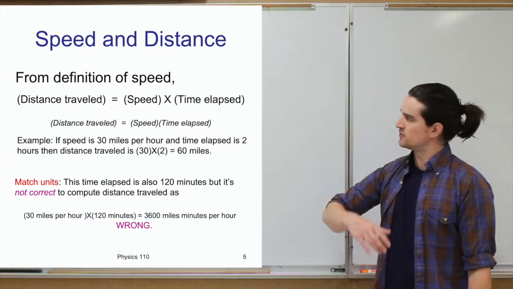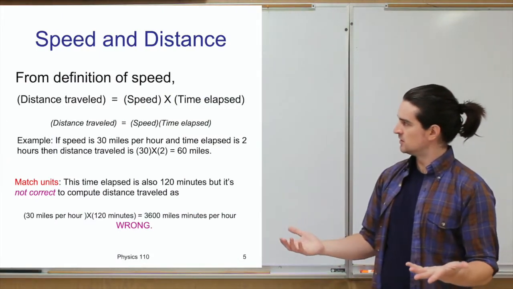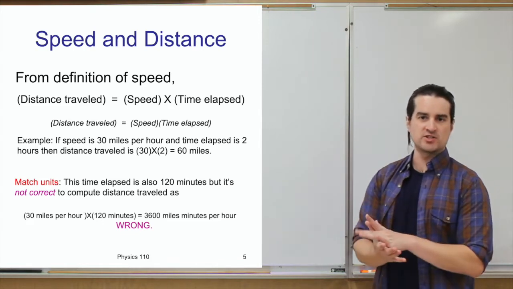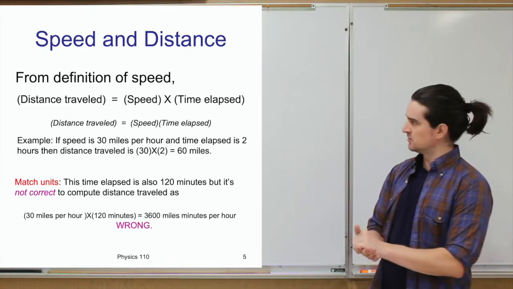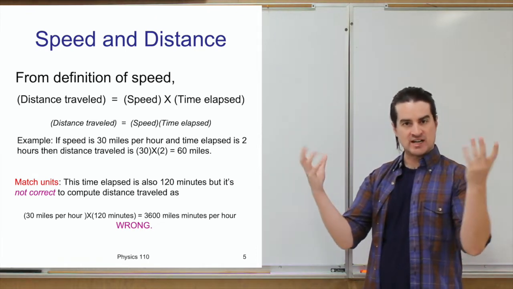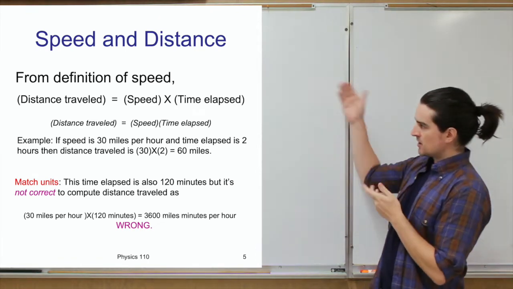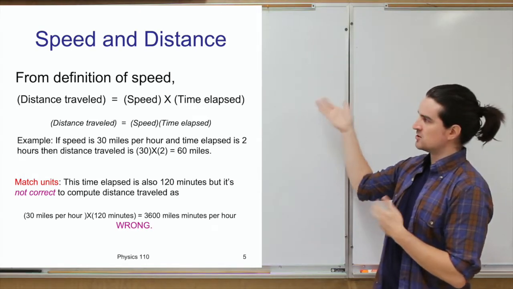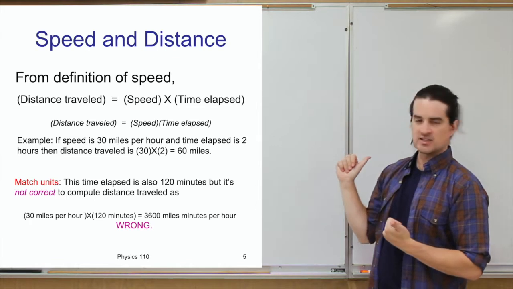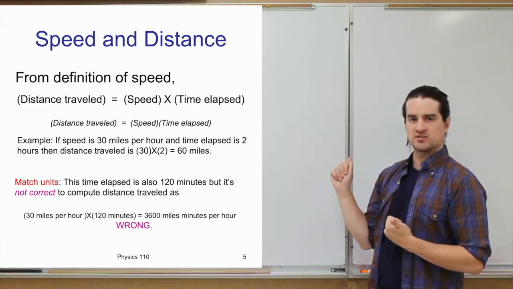Okay, so if you take that definition of speed, then we can pretty simply rearrange that equation, or that relationship, by essentially multiplying both sides by this time elapsed. And we end up getting this relationship, which says that the distance an object travels is equal to its speed multiplied by the time that elapsed for it to travel that distance.